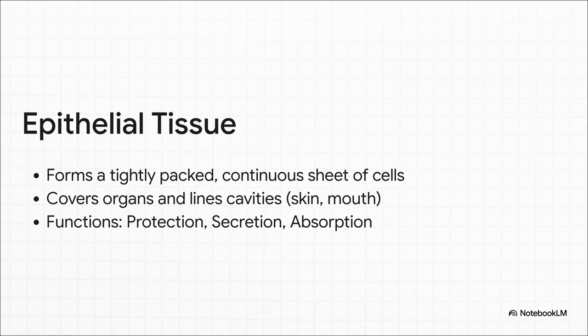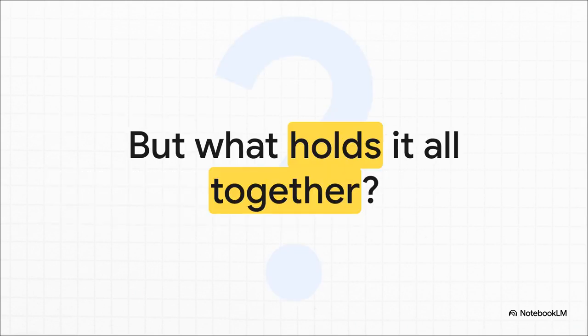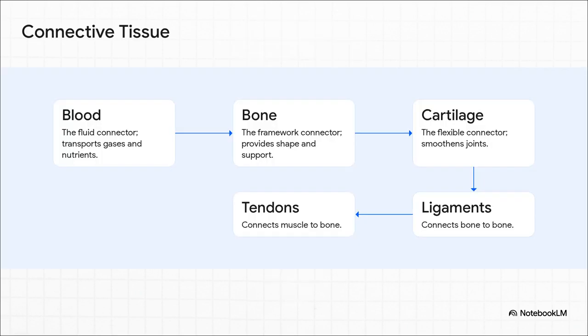It's a critical barrier. So, if epithelial tissue is the covering, what's the internal scaffolding? What connects all the different parts and acts as the transit system for the whole body? Well, that would be connective tissue, and it is the ultimate jack of all trades. It's an incredibly varied group of tissues that includes everything from liquid blood to solid bone to the tough ligaments and tendons that hold your entire skeleton together.